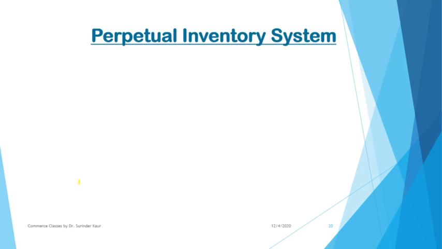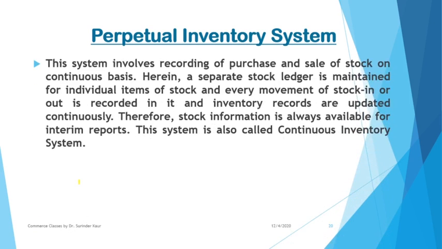So what happens exactly in this system is that you prepare a stock ledger, and in that ledger, information regarding purchase and sale of stock is kept on regular basis for each and every individual item of stock. So every movement of stocks will be recorded, right? Herein a stock ledger is maintained and every movement of stock is recorded therein, be it stock incoming on account of purchase or outgoing on account of sales. So when you have maintained a register, information is available on real time basis. Anytime, any day you can get the information.